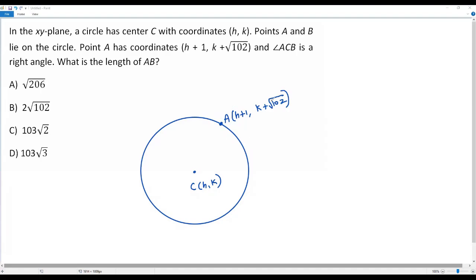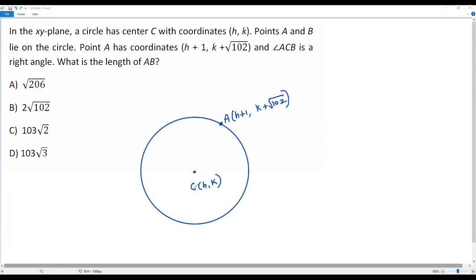And also, let's consider the y-coordinate of the point A, that is k + square root of 102, and the y-coordinate of the center, that is k. Clearly, the y-coordinate of point A is greater than the y-coordinate of the center by square root of 102. So the point A should be above the center C. Clearly, the point A should be to the right side of the center C and also above it. That's why I have marked the point A over here.